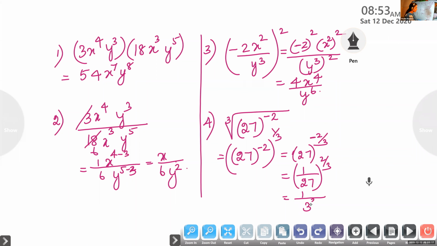27 means we can write this as 1 by 3 cube, raised to 2 by 3. This one is easy. If you multiply it again, the same procedure you have to do. That is 1 raised to 2 by 3 by 3 cube raised to 2 by 3. 1 raised to anything is always 1. So 1 by 3 raised to 3 into 2 by 3. 3 will get cancelled. So answer is 1 by 9. Answer will be 1 by 9.